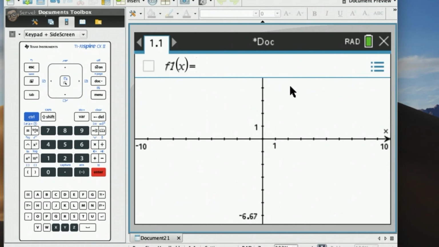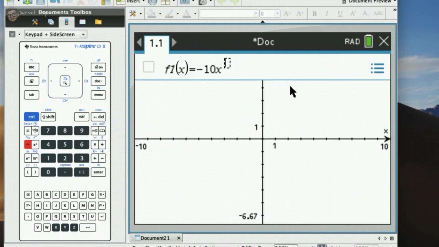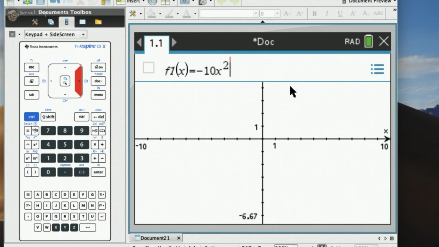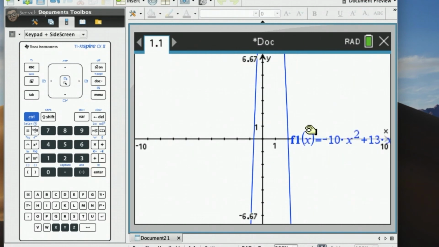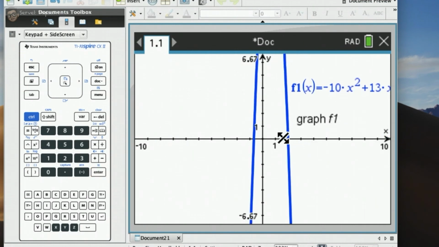And I'm going to write down my equation here. Negative 10x squared plus 13x plus 14. So this is the graph of it. I'm interested in zeros. So let's move this here. So we have two solutions. Either this 0 or this 0 will be our answer.